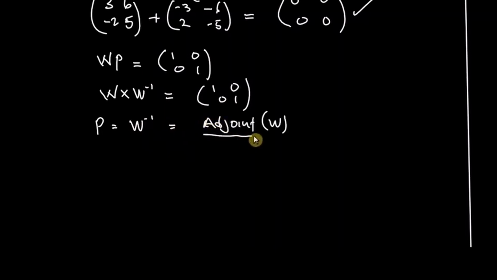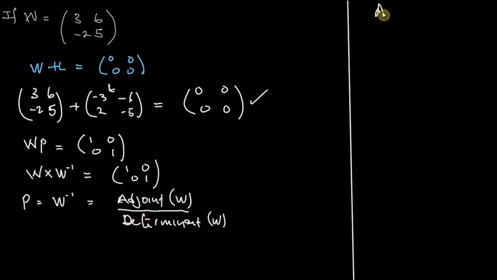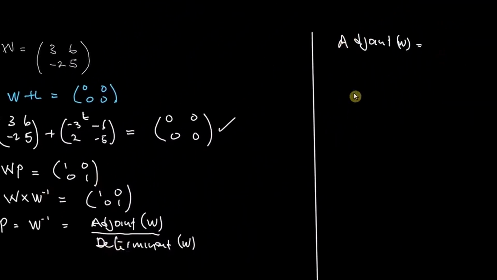where we know that the adjoint of W is equal to, and this is how we find this one. What we do is we reverse, or we switch around the two leading diagonal elements. So 3 and 5 will be switched around. So let's do it one at a time. So we'll put 5 here and 3 here. We've switched around these two elements. These are the leading diagonal elements.